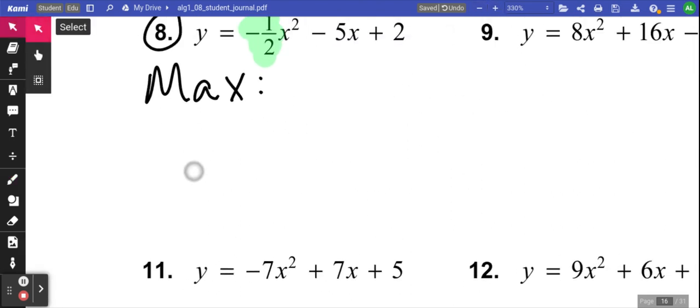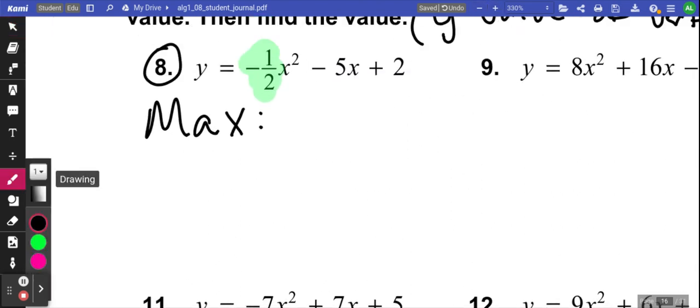Okay, we have a maximum value. I know that to find the x of my vertex, we're going to use that same negative b over 2a. What's nice about the last couple of days is that we keep using that same formula over and over. You don't have to memorize a bunch of different formulas. Just remember negative b over 2a, right?